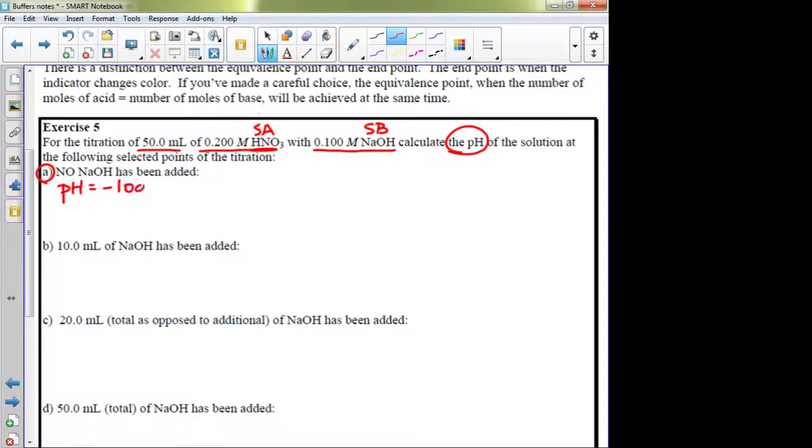Log of H. Opposite the log of hydrogen, H positive, right? Do I know my concentration of hydrogen before I added any of the NaOH? Yes. It's 0.2 because this is what kind of acid? Strong acid. So the concentration of the acid is my concentration of what? H positive. Thank you for remembering that. I appreciate it.